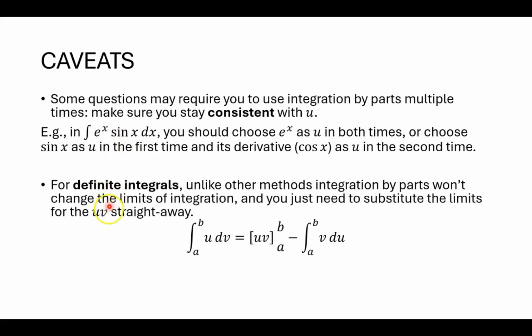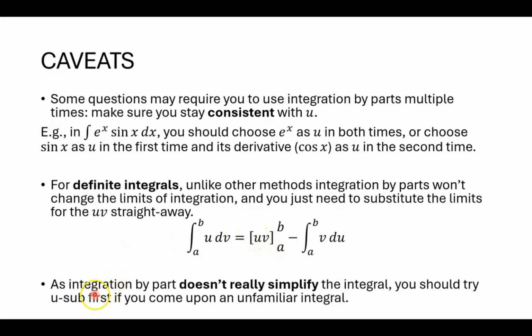And the second point, for definite integrals, unlike other methods, integration by parts won't change the limits of integration, and you just need to substitute the limits for u and v straight away. So as you can see, this is just basically the same formula with the lower and upper limits in them. For this part, you just need to substitute b and a into u and v.